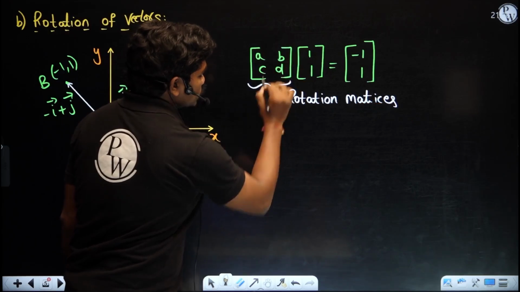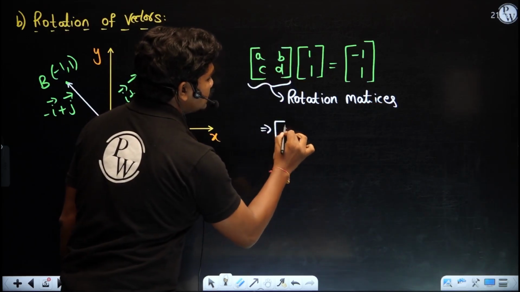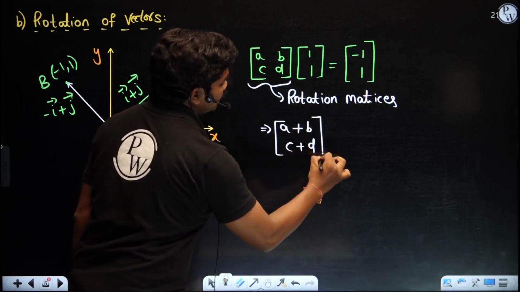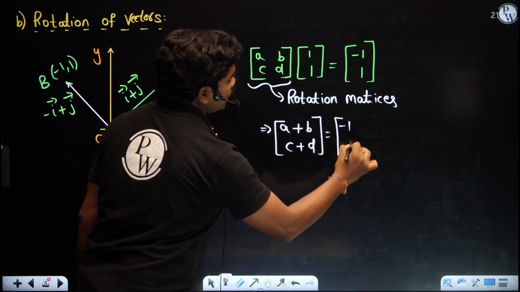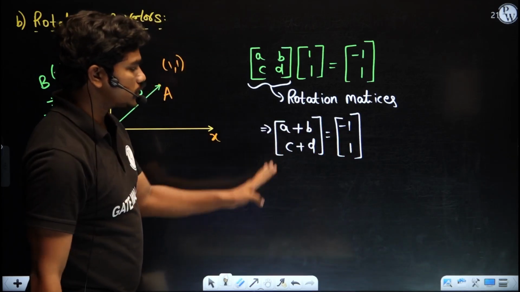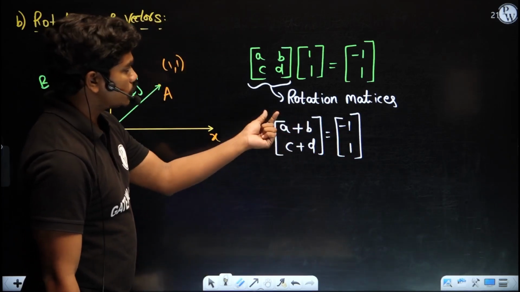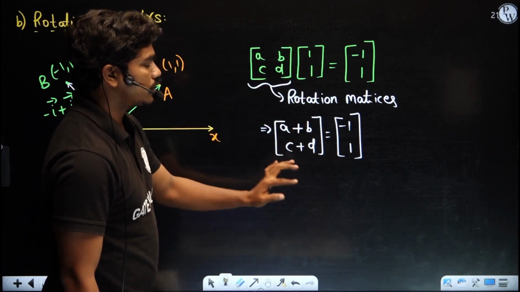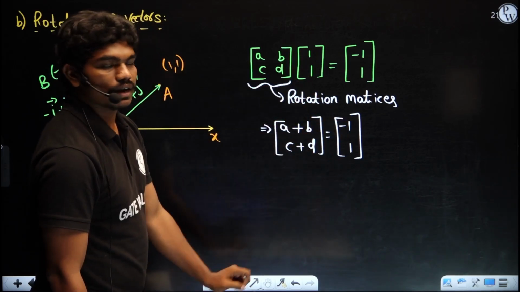For example, if you want to calculate what is this matrix, okay, so see, I'm calculating. So if you multiply these two matrices, you will get A plus B, C plus D is equal to -1 and 1. So any four values which satisfy this condition, okay, so A into 1 plus B into 1, actually C into 1 plus D into 1 is equal to -1 comma 1 actually here, okay?